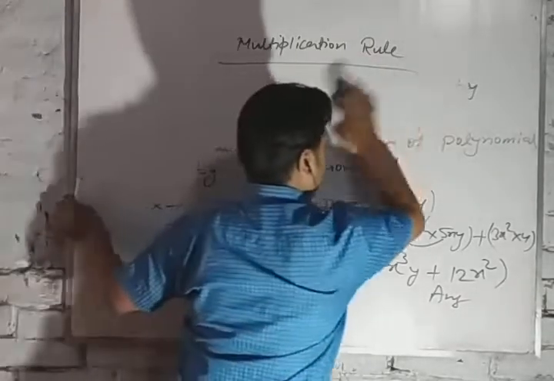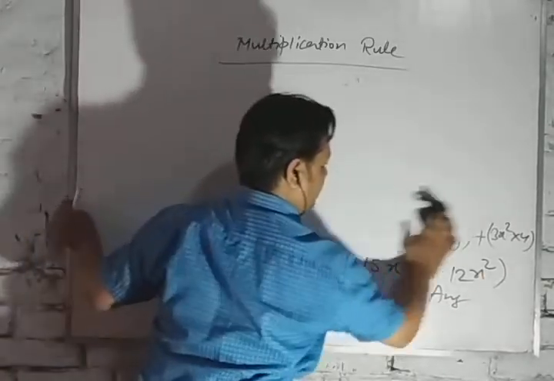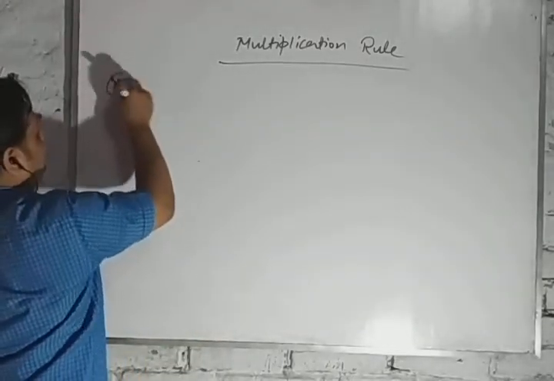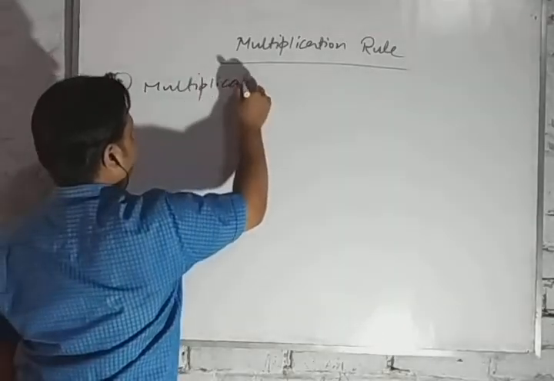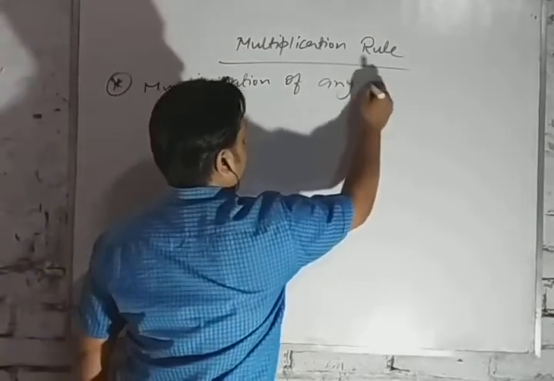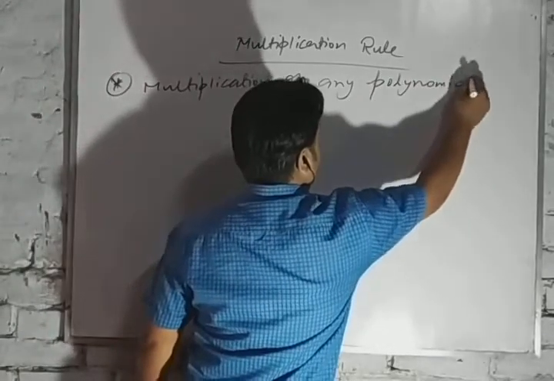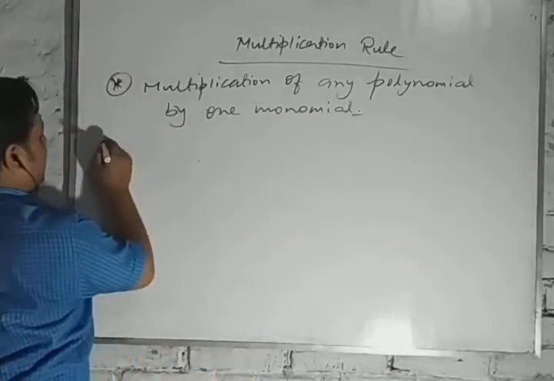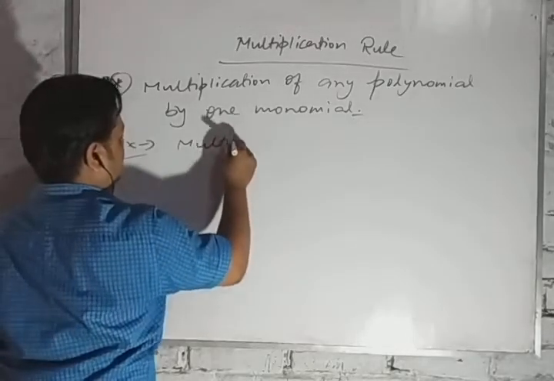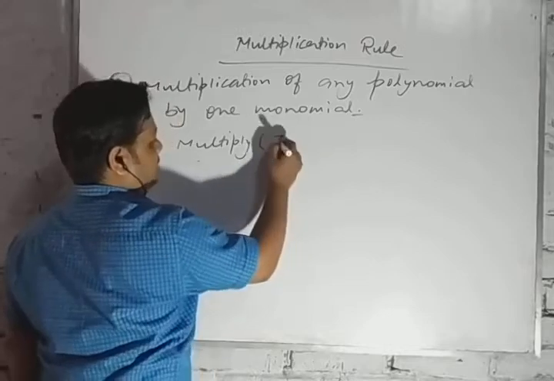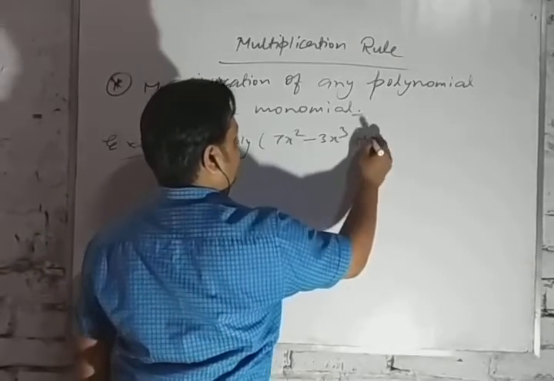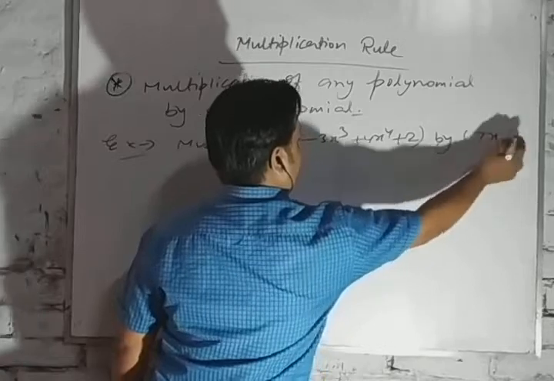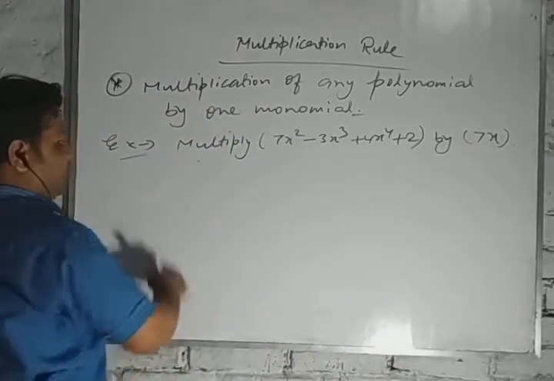By column method, the same rule. If you are multiplying any polynomial by one monomial, if the question is that multiply 7x square minus 3x cube plus 4x to the power 4 plus 2 by 7x. Okay, then now by column method.